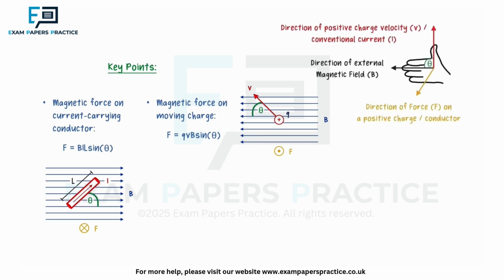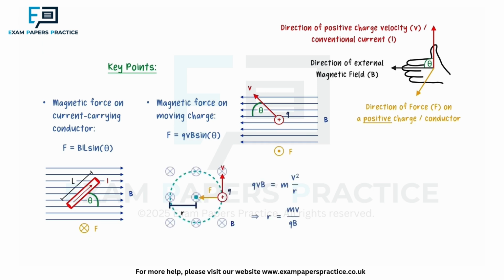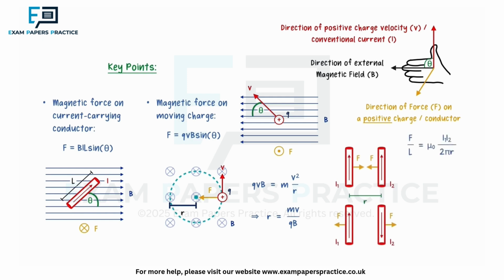We use the right-hand slap rule to determine the direction of the magnetic force in both of these cases, where in particular we noted that the direction given by this rule is the direction of force on a positive charge. Moreover, we observed that a charge will move in uniform circular motion when its velocity is at right angles to a uniform magnetic field. Finally, we showed that parallel current-carrying conductors exert forces on one another that are equal in magnitude. The forces are directed toward each other when currents are in the same direction, and away from each other when currents are in opposite directions.